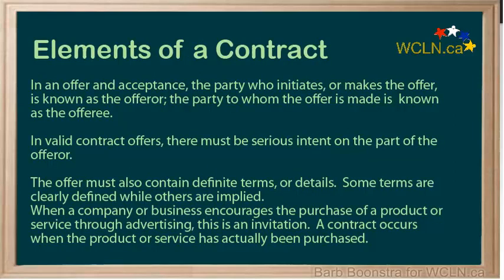In an offer and acceptance, the party who initiates or makes the offer is known as the offeror. The party to whom the offer is made is known as the offeree. In a valid contract, there must be a serious intent on the part of the offeror. The offer must also contain definite terms or details. Some terms are clearly defined while others are implied.